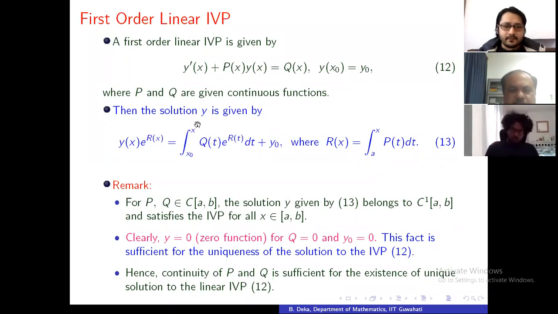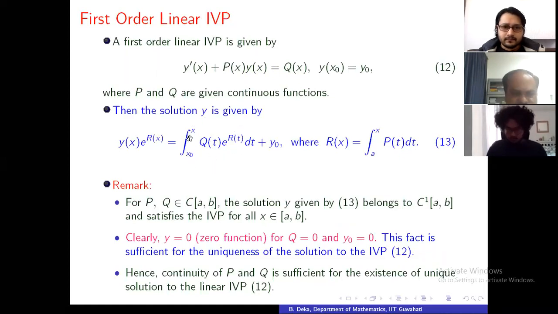But this function is a differentiable function, because q you have assumed continuous, then e to the power rt is again a continuous function. So under the integration sign, by the fundamental theorem, that has to be a differentiable function. Again you will have e to the power minus x, that will anyway be differentiable, and then y naught, that is a constant, into e to the power minus x, that is a differentiable function. So ultimately that will give me a continuously differentiable function.